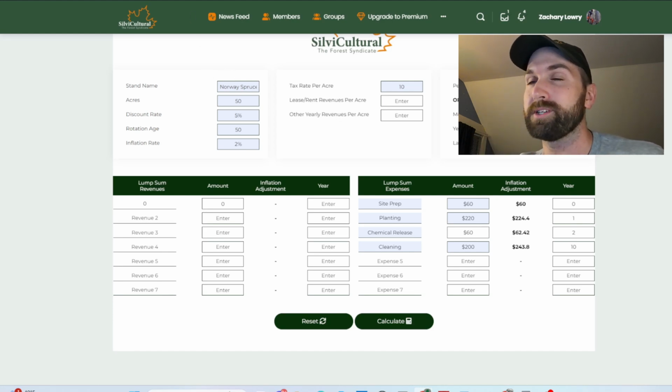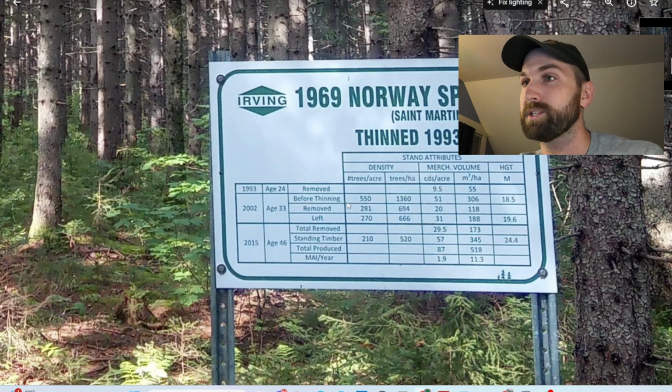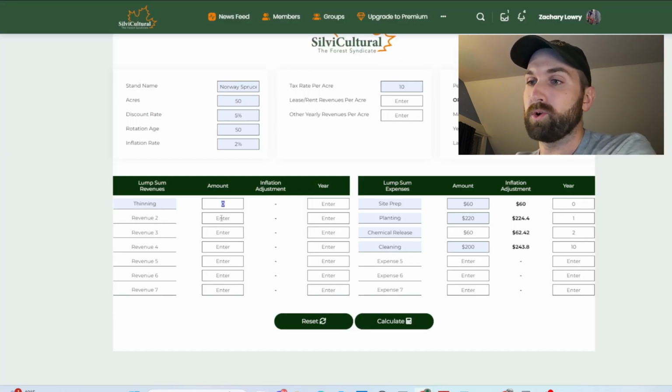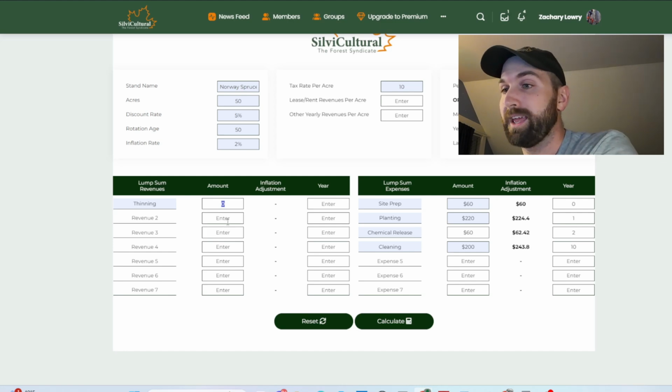And for that, I'm going to defer back to this Norway spruce example. And we can see that the first removal was at age 24, which is going to be year 25 because we started at year 0 for site prep. So year 25, and we removed 9.5 cords per acre. And I did check in with a local group, and it seems to be the most current prices for spruce is about $60 per cord for the landowner.